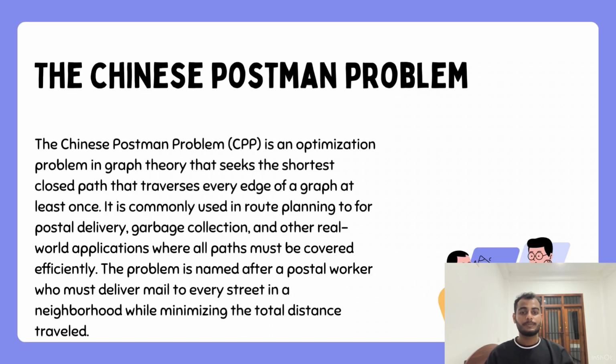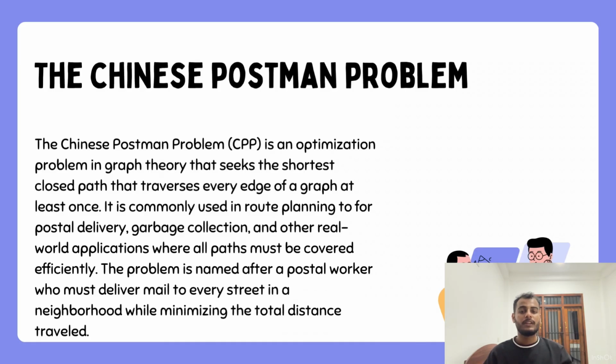So what is the Chinese Postman problem? The Chinese Postman problem is a famous problem in graph theory. It asks, given a graph representing a city with roads, edges, and intersections, vertices, what is the shortest route that visits every road at least once and returns to the starting point? The goal is to find the most efficient route for the postman, hence the name. The problem is a specific case of the Eulerian path problem.